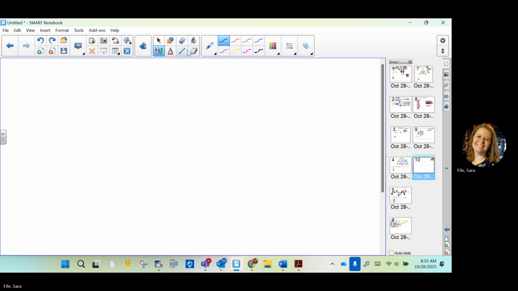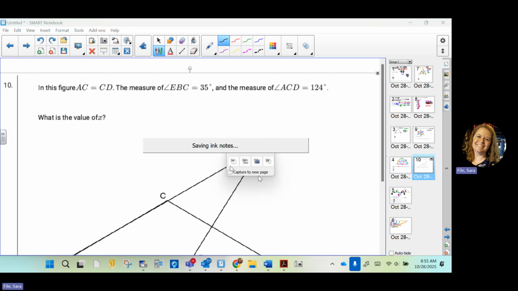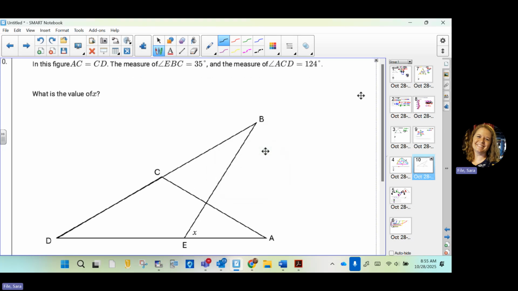All right, last one. Number 10 says they want us to find, in this figure, AC is equal to CD. So that's the first thing I'm going to mark. AC is equal to CD. So this triangle at the bottom, this ACD, do y'all see that one? It's isosceles because they just told us those two were equal. Now it says the measure of angle EBC is 35. So E to B to C. If I go from E to B to C, that's this angle up here, isn't it? And then they tell us the measure of ACD. So if I go from A to C to D, that's this angle here, it's 124.